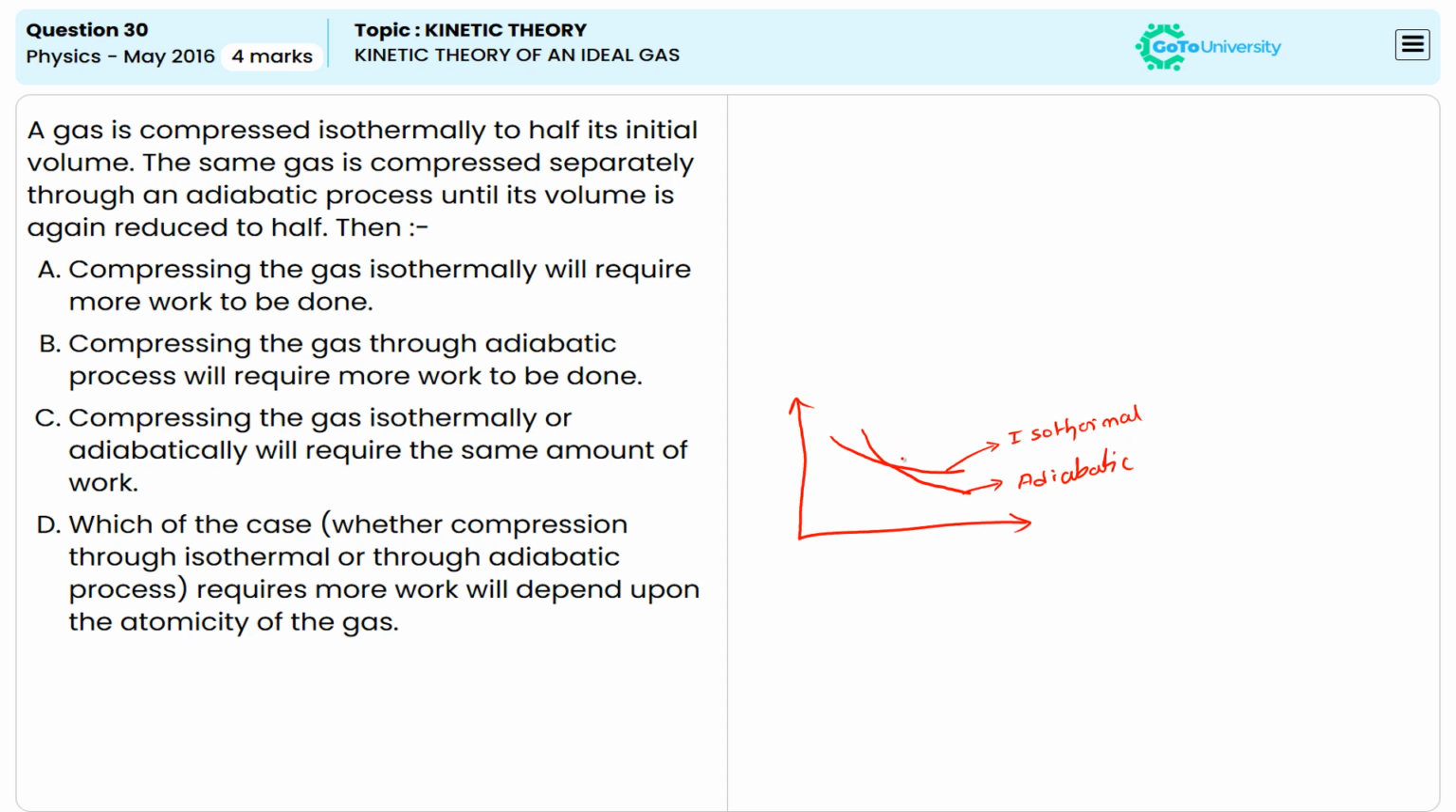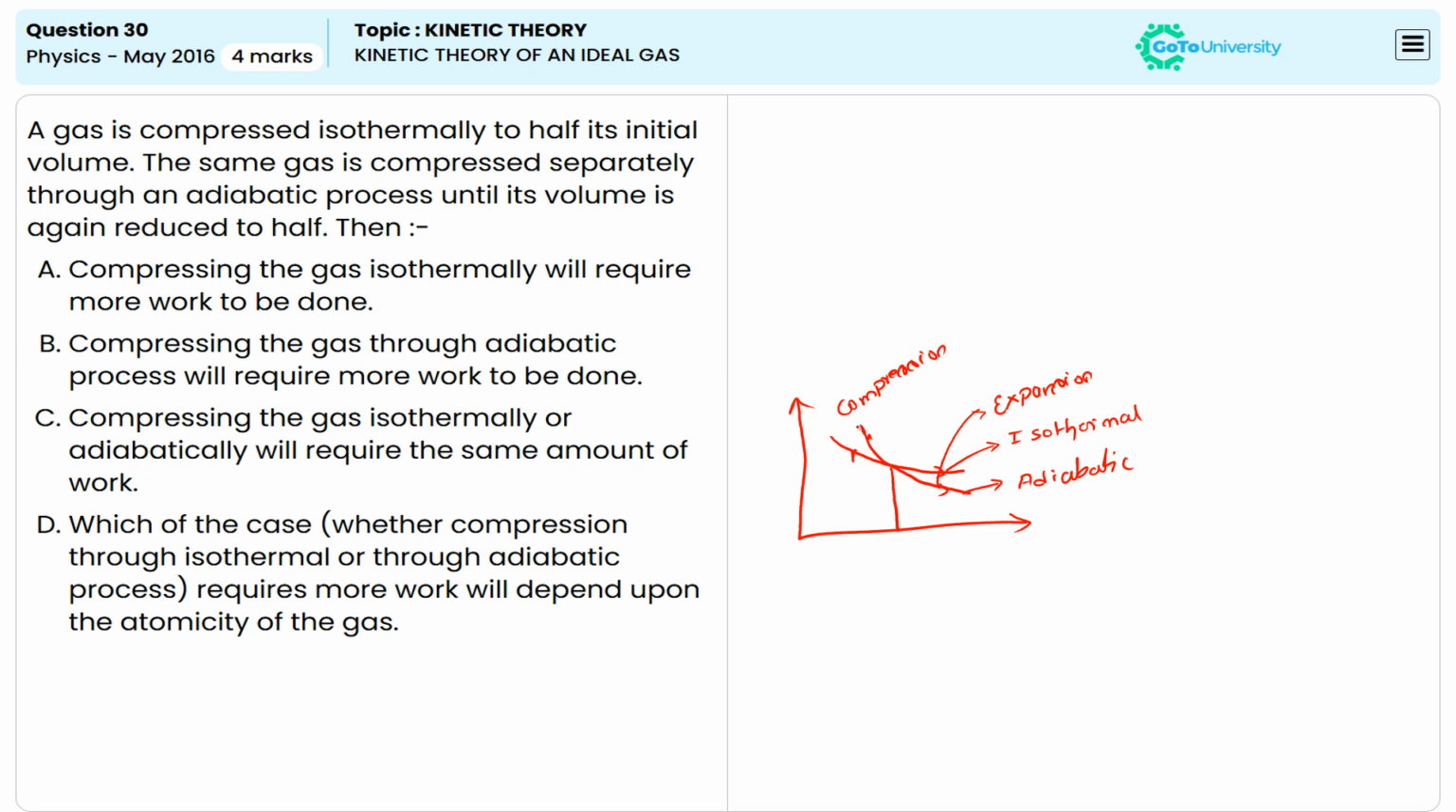Okay. Then if I draw a straight line here, this part is the expansion process, and this region is the compression region.